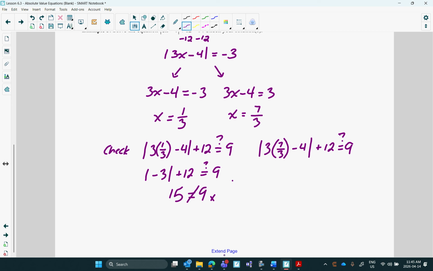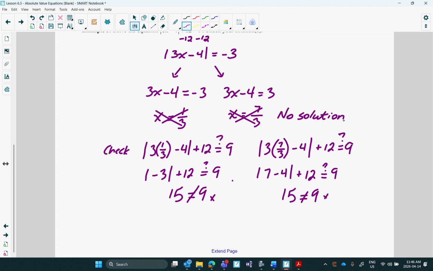Three times 7/3 is just 7, so I'm left with 7 minus 4, absolute value around that, plus 12. Does that equal 9? Well, once again, we get 3. Absolute value is still 3, plus 12 is 15 again. And no, that doesn't equal 9 either. So both of these don't work, which means we have no solution.